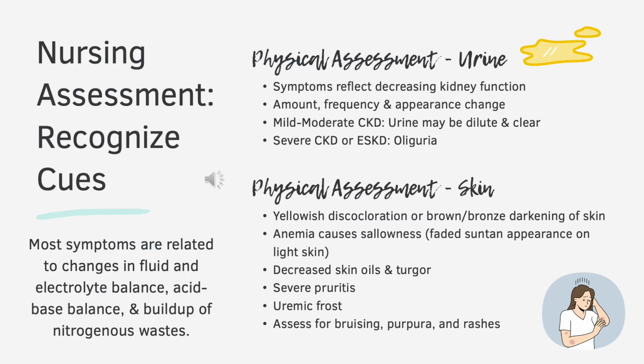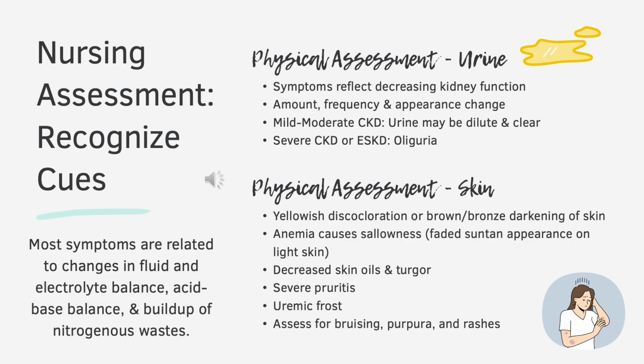Moving on to our physical assessment of urine and skin symptoms. So first we're going to talk about our urine symptoms. And these symptoms directly reflect the kidney's decreased ability to function. So as CKD progresses, patients may notice changes in the amount, the frequency, and the appearance of their urine. For example, urine in mild to moderate CKD may appear more dilute and it may be clearer. This is just due to that reduced resorption of water.